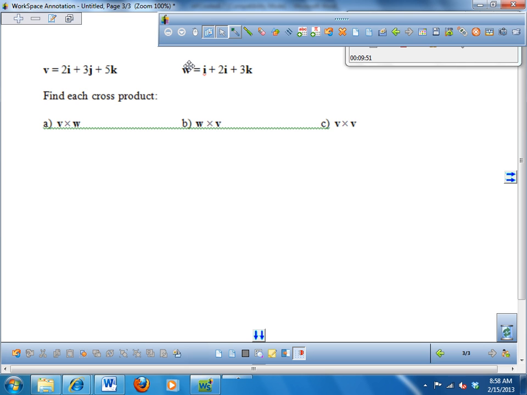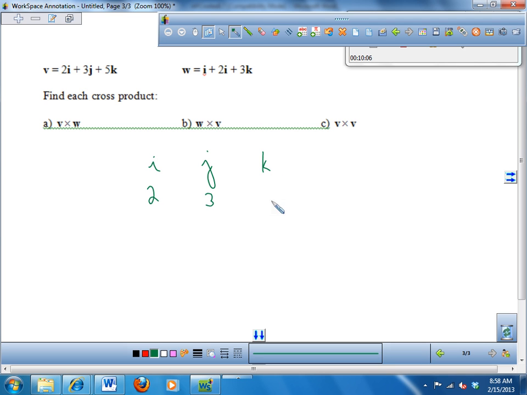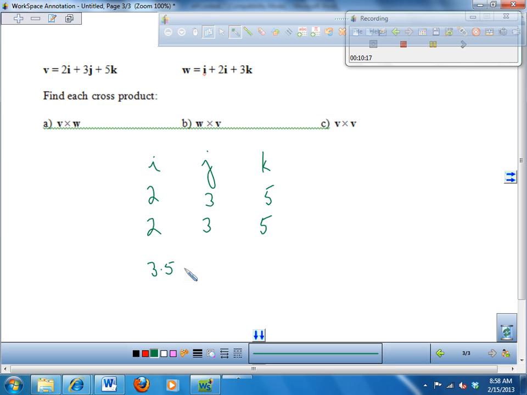Okay, so V cross V. What you're going to do for that is I, J, K, and you're going to go 2, 3, 5, and 2, 3, 5 again. So what that's going to look like is the 3 times 5 minus 3 times 5, isn't it? In the I direction. Yes?